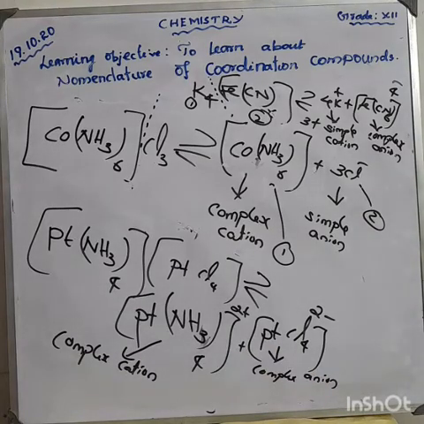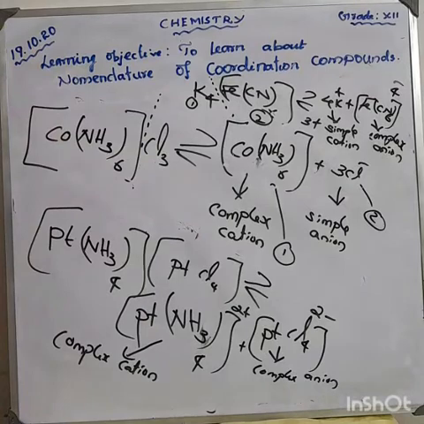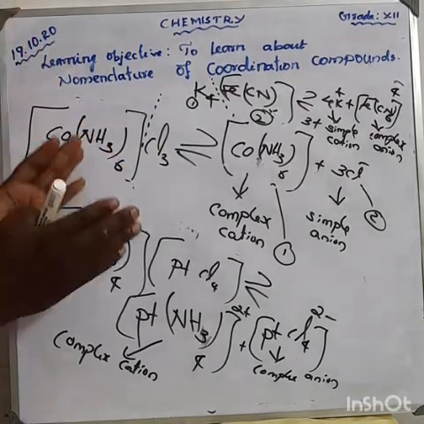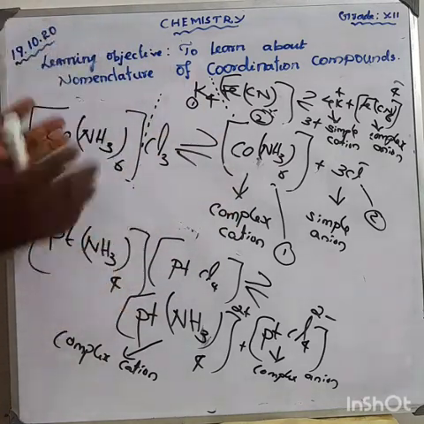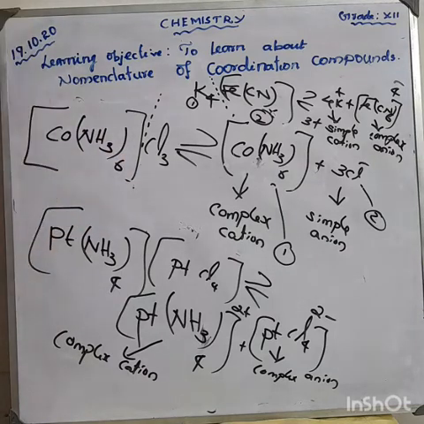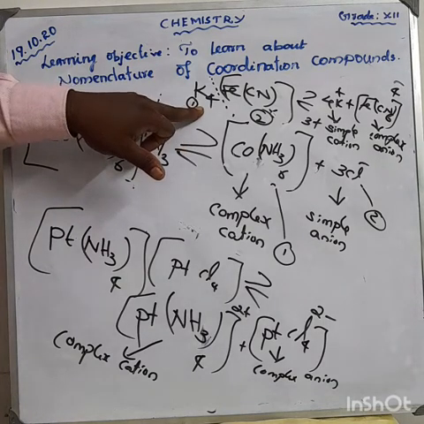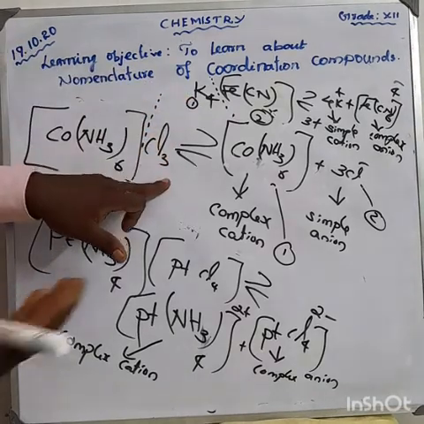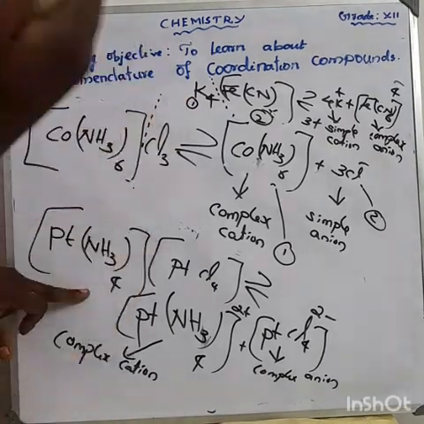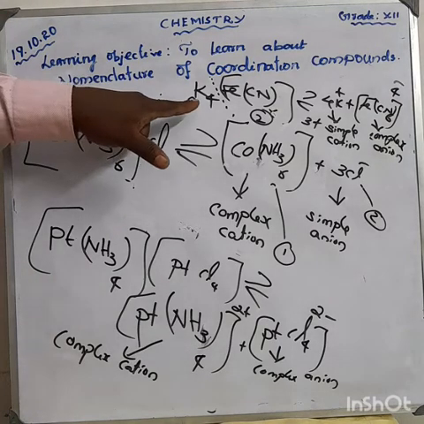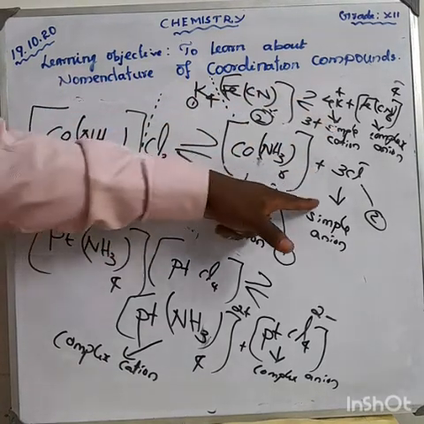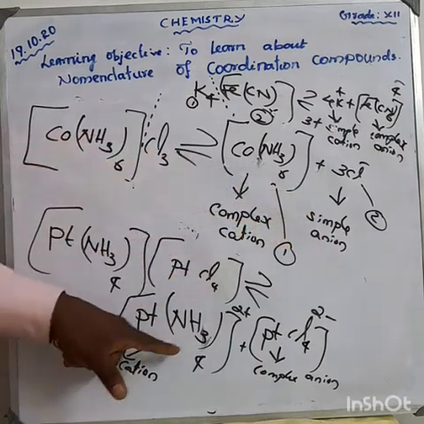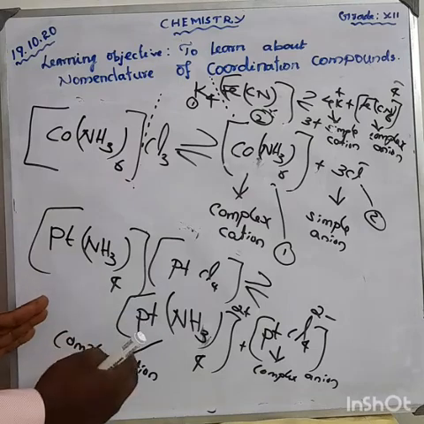Anyhow, can you differentiate the two? I told you the first point: the cation is named first, followed by the coordination entity. First you should name the cation. That is the first rule. In the first equation, which one is the cation? In the second equation, which one is the cation? In the third equation, which one is the cation? The first one is a simple cation. The second one is a simple anion, clear. The third one has a complex cation and a complex anion.